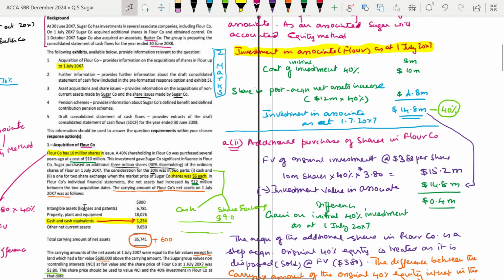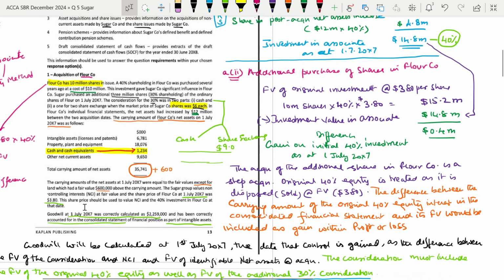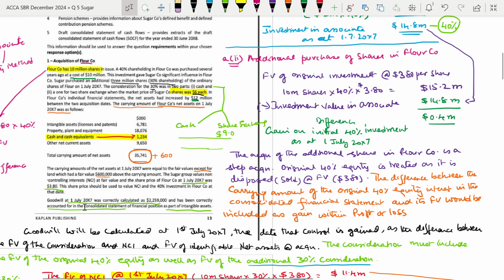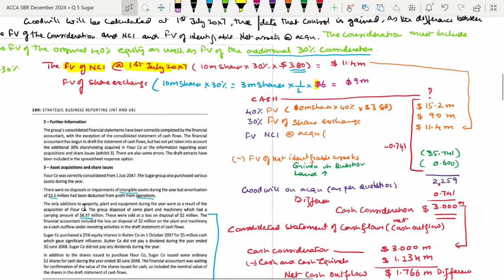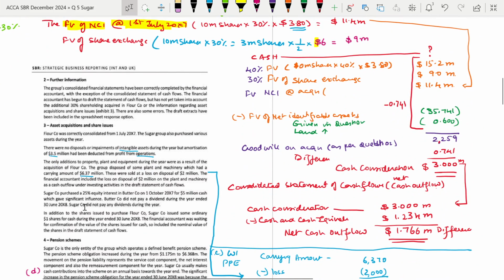Intangible assets. Anywhere they have mentioned balance? Yes, 3.5. There was 3.5 as the amortization. Is it right? 3.5 is the amortization.